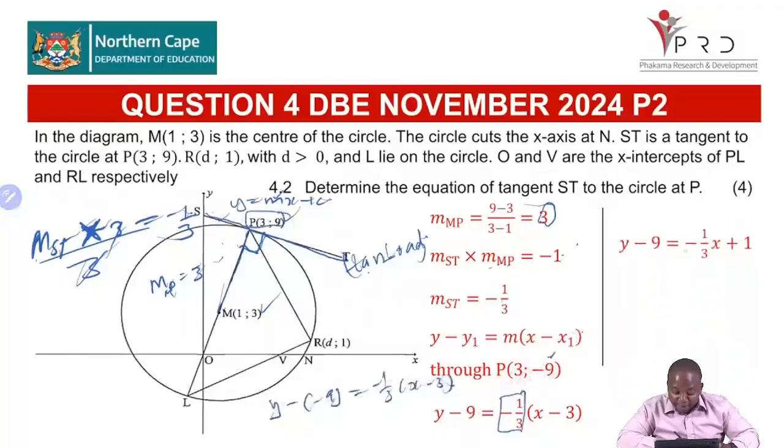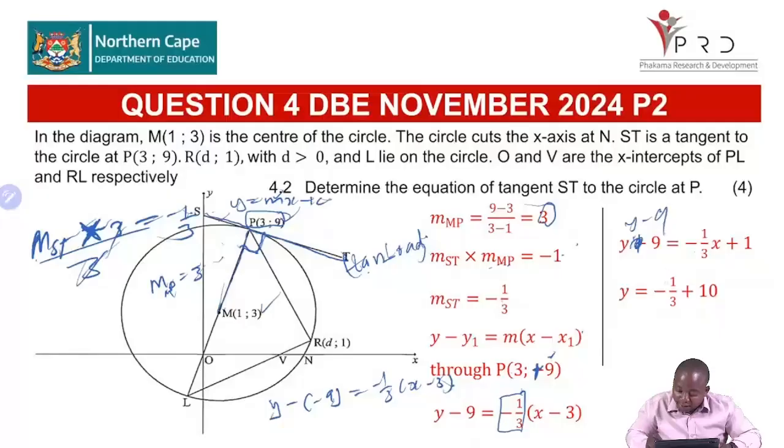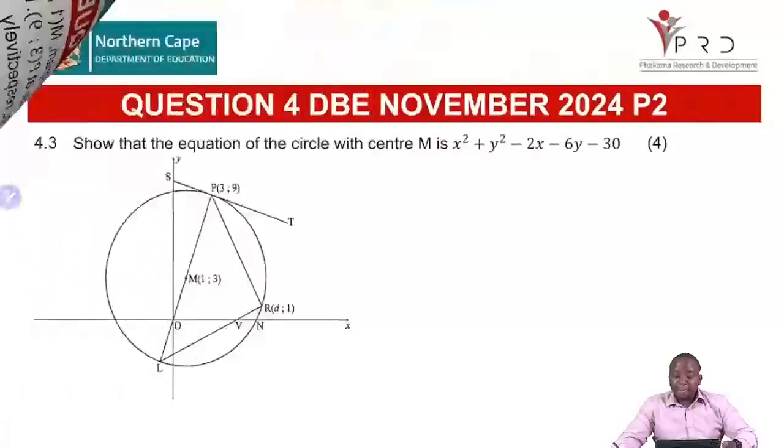Then solve what is on the right hand side: -1/3 x plus 1. Then we're going to now have y in this case. The 9 is positive here, it's not negative, so this is y minus 9. Then you transpose the 9 and it is going to be plus 9. Then you get y equals -1/3 x plus 10.